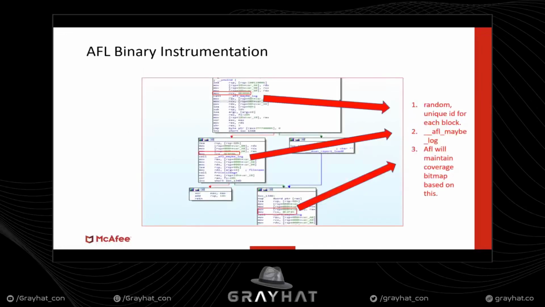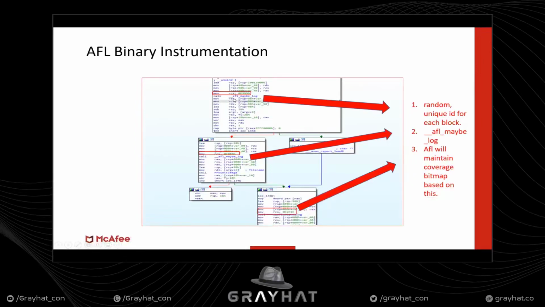Let's move on and see how AFL binary instrumentation works. So AFL adds compile time instrumentation, and what it does is that it adds a random unique ID to each block. For example, as you can see, there are various blocks over here, and each of these blocks has a unique ID. For the first block, it is E399H. For the second, it is 0CAFBH. And for the third one, it is 0C2F4H.